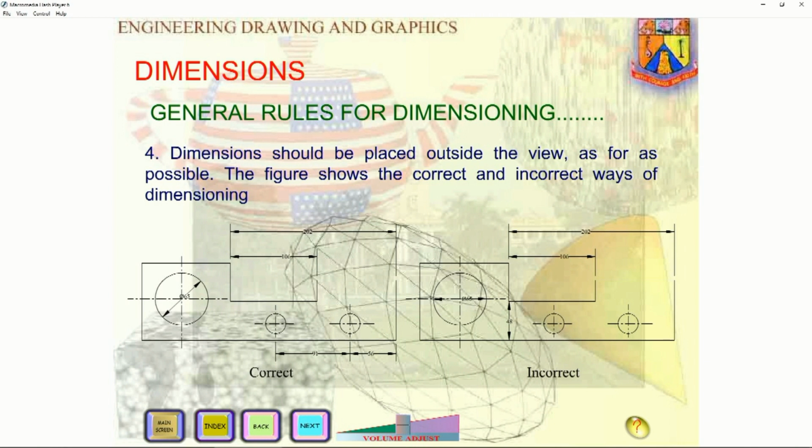Also look at the diametrical dimensions, say diameter 65, where that symbol is called diameter. If you place it like this, that is incorrect. Instead of that, you have to tilt it to show the diameters.